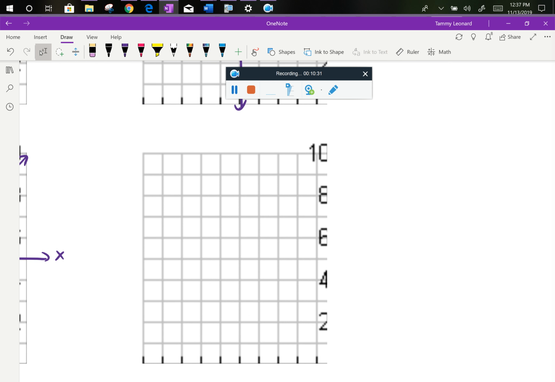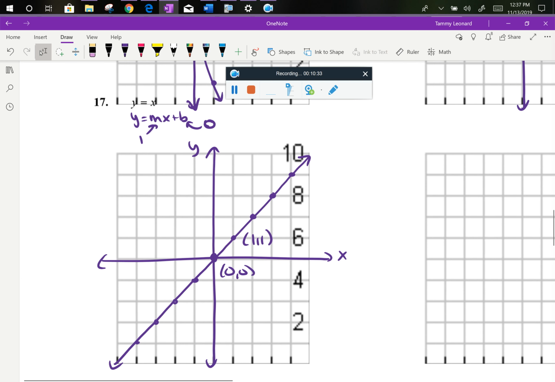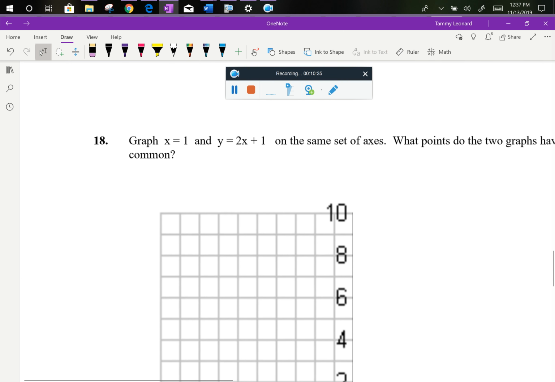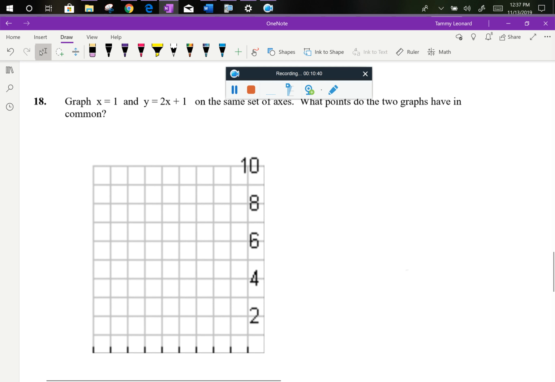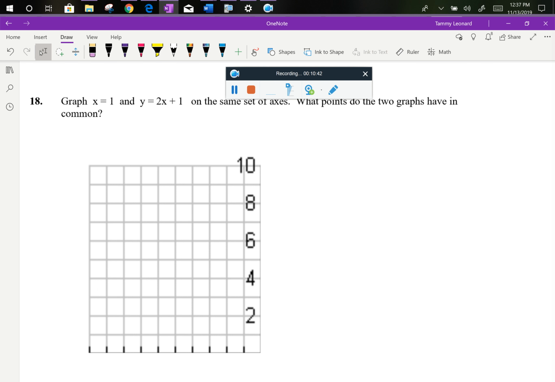I can't see my graph. Oh, actually, I think there isn't a number 18. Number 18 is down here. We're asked to graph x equals 1 and y equals 2x plus 1 on the same set of axes, and then to say what the 2 points have in common.